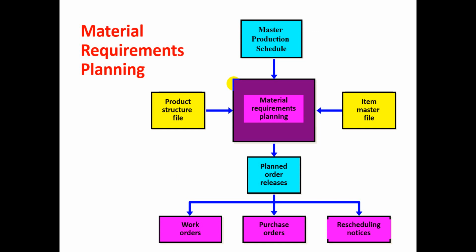Then material requirements planning. So this is the flow chart of any MRP. To execute MRP, we require 3 inputs. One is a master production schedule, and the others are the product structure file and item master file. The master production schedule gives the complete picture of the project.